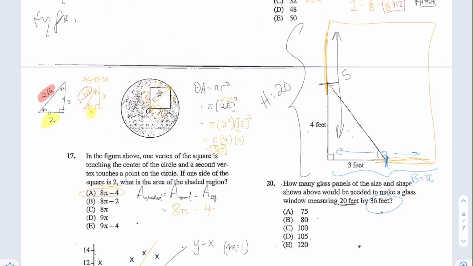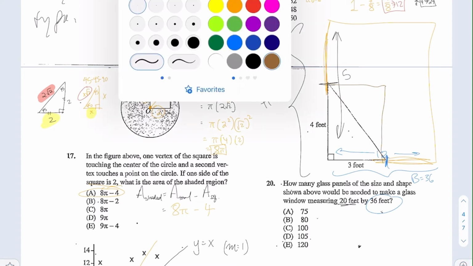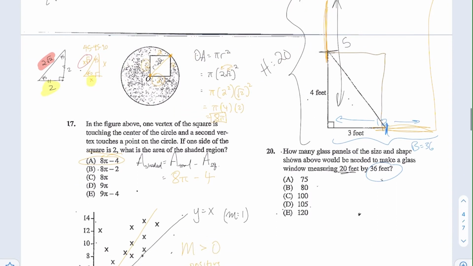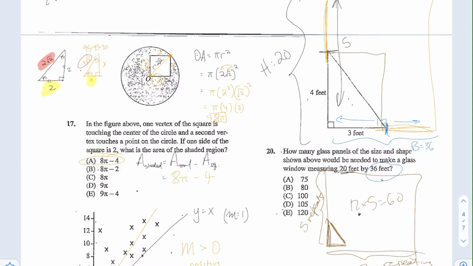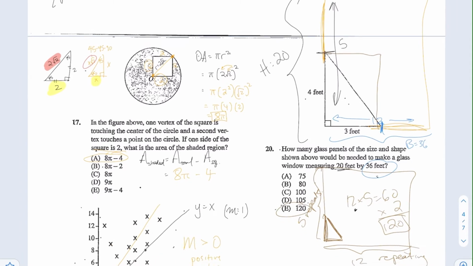Now, since each of these are triangles, you have to fill everything up. So you have to actually double: 12 times 5 times 2. So here, for these triangles, you'll have for the bottom 12 repeating triangles by the height, which is going to be 5 repeating. So 12 times 5 is equal to 60. Now that's if they were rectangles. Since they're triangles, you have to double that again, and that's going to be choice E, 120. You need 120 of these triangles to fill a 20 by 36 feet.